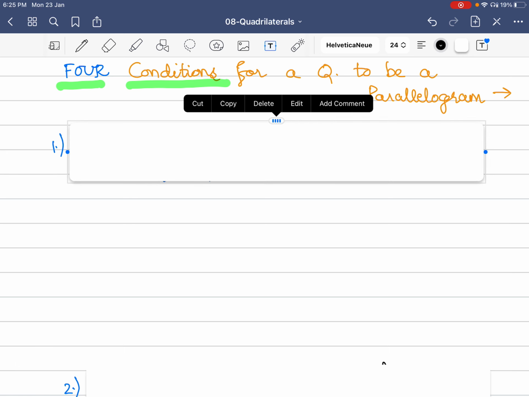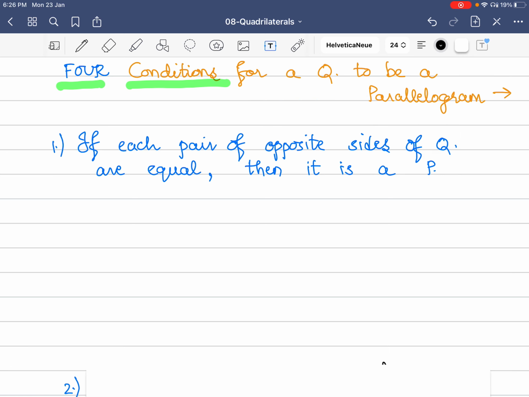So here is condition number 1. Let's read the statement out. If each pair of opposite sides of a quadrilateral are equal, then it is a parallelogram. P dot is a short form for parallelogram. The keyword here is equal. Opposite sides of a quadrilateral are equal. So what does this mean?